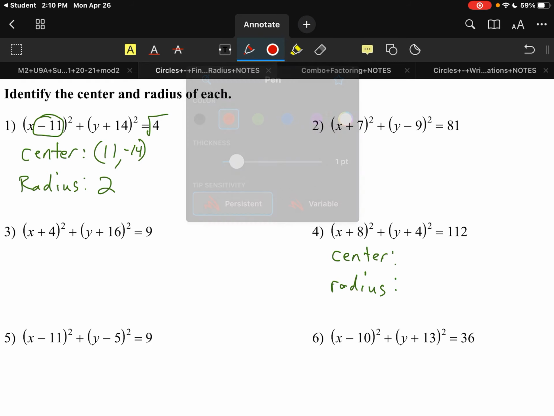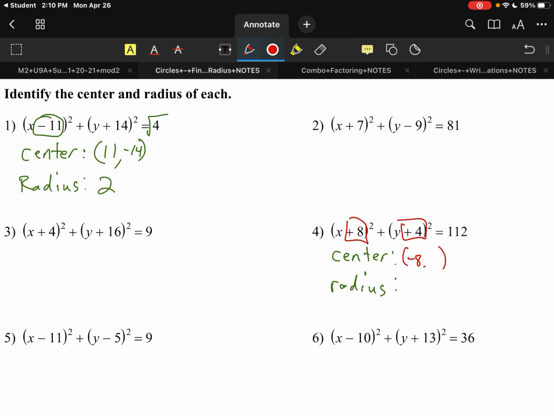Okay, again, the center is just the x and the y coordinate, but you have to take the opposite of those numbers. So we have negative 8, negative 4. That's all for that. Then you take the square root of 112. If you do that, you get a decimal. This, I promise, is the only decimal on the page, but you get 10.58. So that's why I did it for you. Don't worry about it. Everything else, you will not get a decimal, all right?